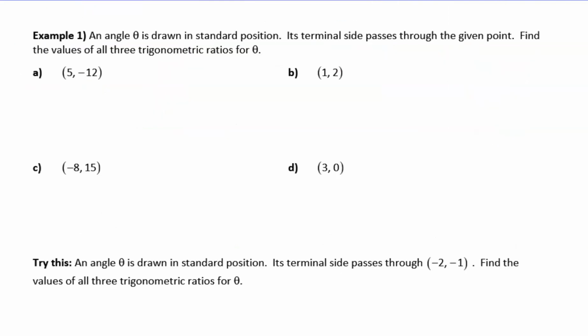In example 1, we're going to draw an angle in standard position with a terminal side passing through the given point, and then we're going to find the values of all three trig ratios. The point (5, -12) is in quadrant 4, and theta is the angle that rotates from the initial side on the positive x-axis to the terminal side in quadrant 4.